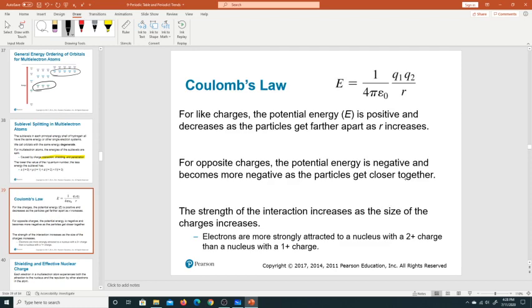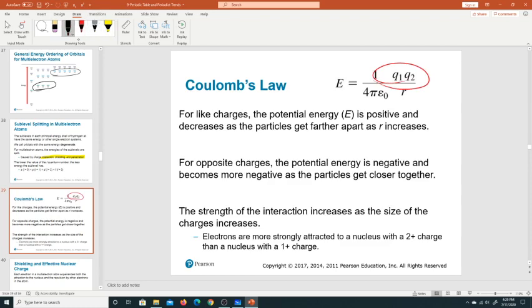So if you put two particles farther apart, they feel each other less strongly. So the force of attraction can go down. For opposite charges, they get attracted. The point is, the strength of the interaction depends upon the magnitude of the charges and the distance. That's all that really matters, ultimately.